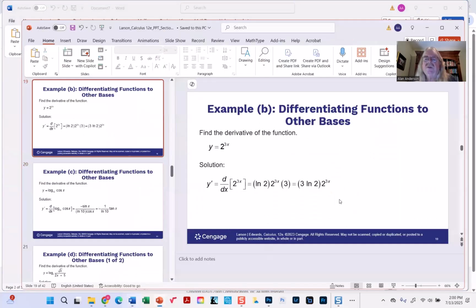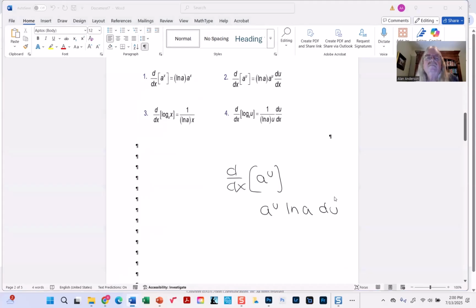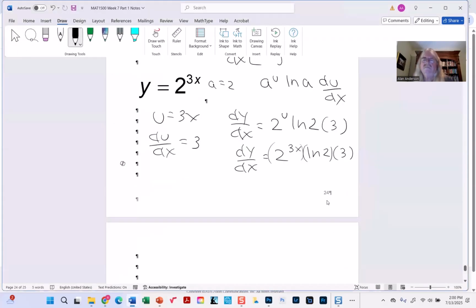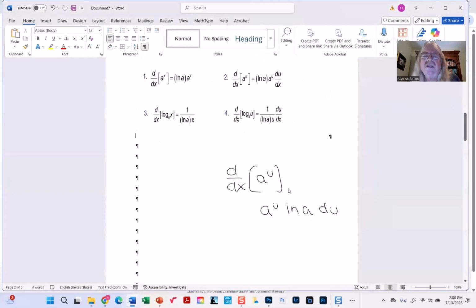So they wrote it as 3 log 2. That makes sense because they're both constants. I can see why they did that. That looks nice: 3 log 2, 2 to the 3x.